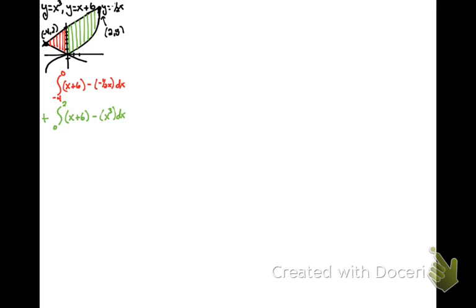If you're proficient with your calculator, I would encourage you to practice integrating this with your calculator, although you can do it by hand. Once you've integrated these and you've done this properly, you should end up with an area of 12 for the portion in red, and an area of 10 for the portion in green, which means the total area is 22.